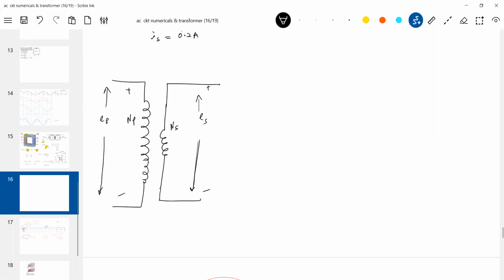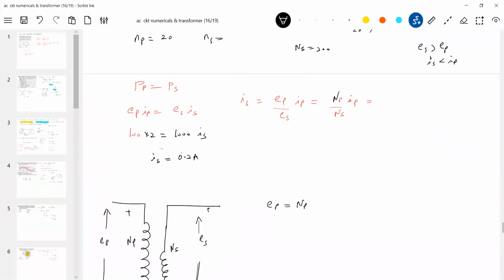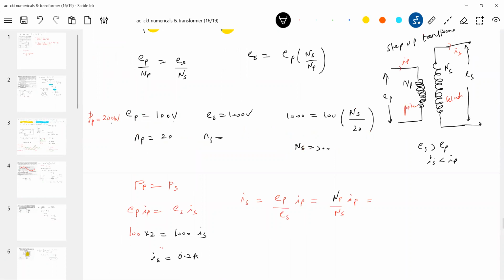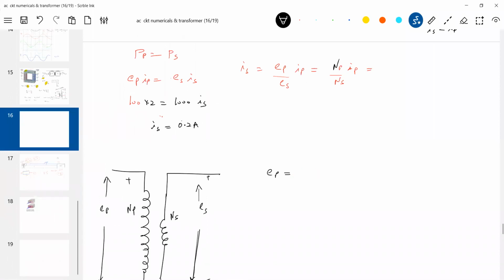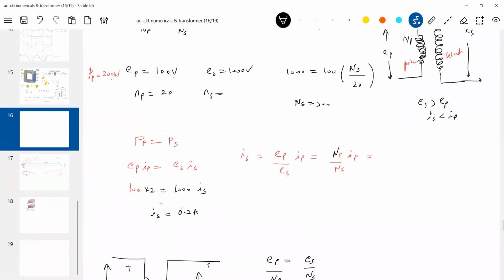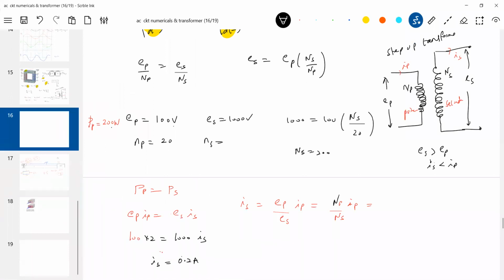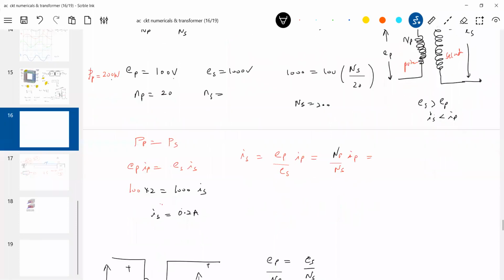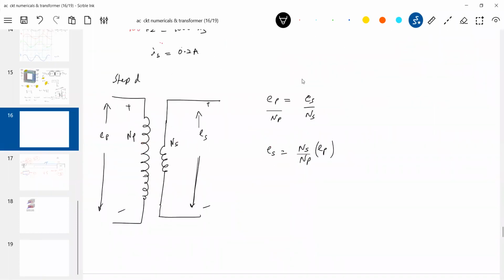Then what is the basic formula here? EP by NP should be equal to ES by NS. So what is ES now? ES should be equal to NS by NP into EP. Let me check it. Step down transformer it is. The number of turns of secondary I'll make less here. If I make the number of turns of secondary less, then ES will become less.